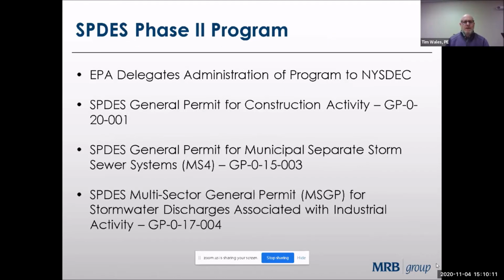So a little bit about the SPDES program in New York State. As I mentioned, the EPA delegates administration of the program to the DEC. There are 3 permits under the SPDES program: the general permit for construction activity, the general permit for municipal separate storm sewer systems, the MS4, and the general permit for stormwater discharges associated with industrial activity. Those are the most recent permit numbers. The MS4 permit actually expired in 2015, and they're still waiting for the DEC to release updates to that permit. But we're functioning under the 2015 permit still.